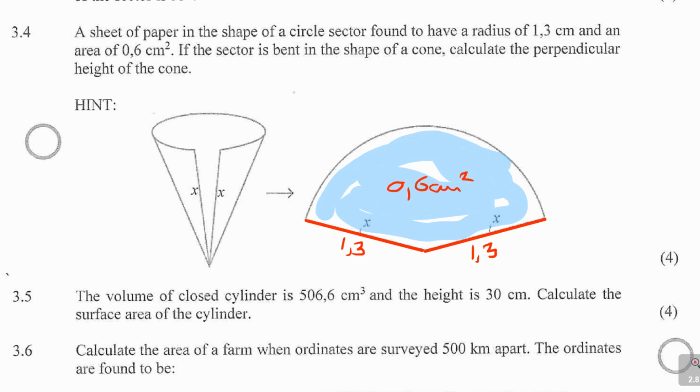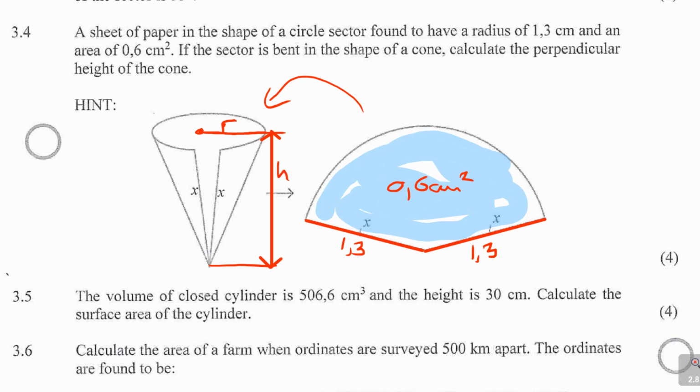If the sector is bent, so from here they came here to make a cone, calculate the perpendicular height of the cone. So for this cone, first thing, there is a radius that we need to find. We need to find h, and the perpendicular height they are talking about is this one. To say from here, what is this distance? You see, and that distance is called h.